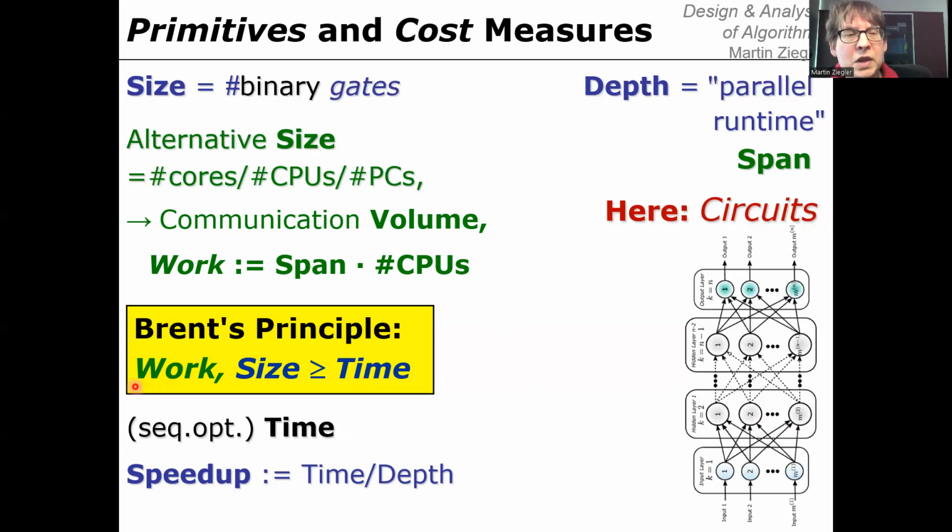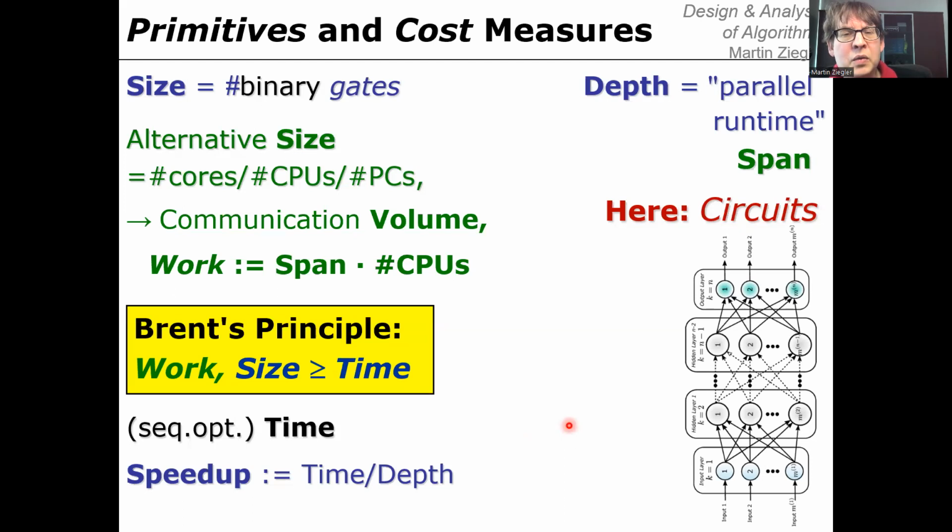The reason, or the justification, if you like, the informal proof of Brent's principle, is that if we were to simulate this parallel computer sequentially, then this is roughly, asymptotically, the number of instructions executed by our sequential algorithm simulating that parallel computer. And by the definition of time, being the runtime of an optimal sequential algorithm, this sequential simulation must be greater than or equal to the running time of an optimal one.